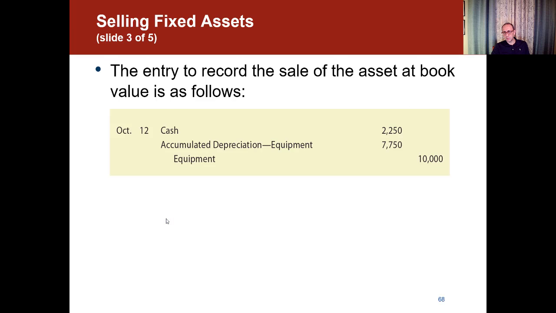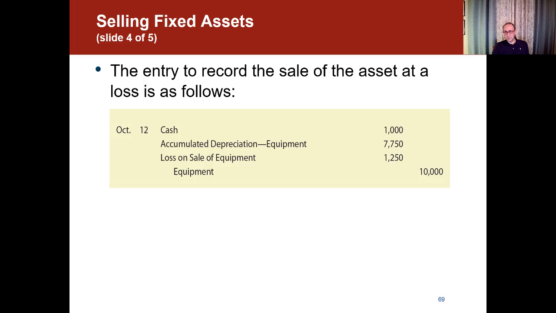The entry to record the sale of the asset would be as follows. So assume that we sold it based on its book value, in other words, in an amount equal to its book value. So in this case, we're going to credit the equipment for $10,000 to get rid of the equipment, which normally has a debit balance. We're going to debit the accumulated depreciation for the equipment, which again normally has a credit balance. We want to get rid of it, so we debit it for the value that we already updated, which is $7,750. And the difference here is the amount of cash, $2,250. There's no gain or loss because this is a case where we sold the equipment at an amount equal to its book value.